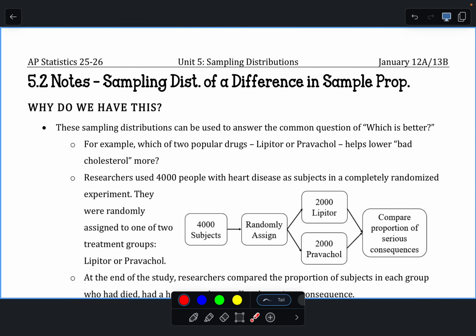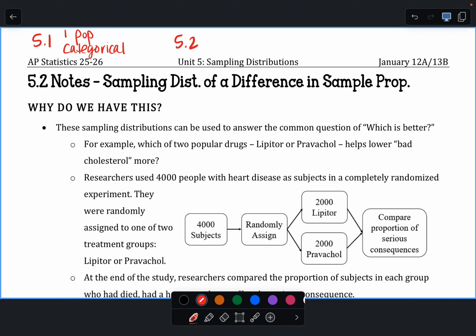So in 5.1, we were really just dealing with one population, categorical data. So we had 3 conditions that we had to check when it came to looking at the probability of something occurring. We had to check if it was random, we had to check if it was normal, we had to check if it was independent. Those were the 3 things. And you essentially are doing those same 3 things for every single situation that we get into.